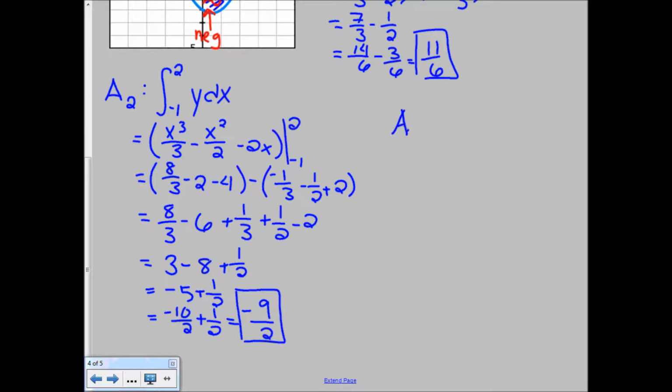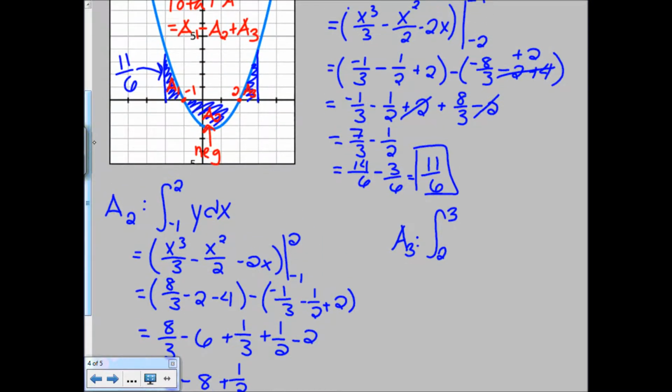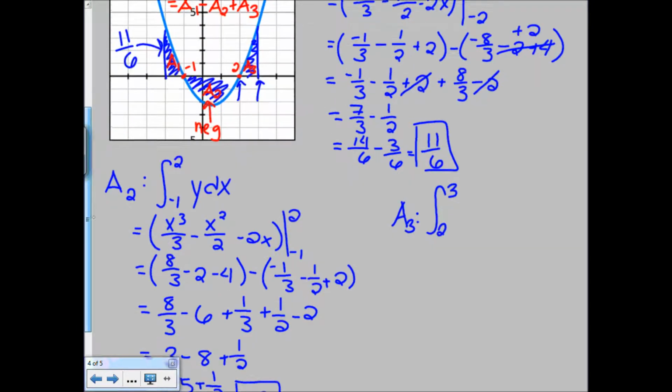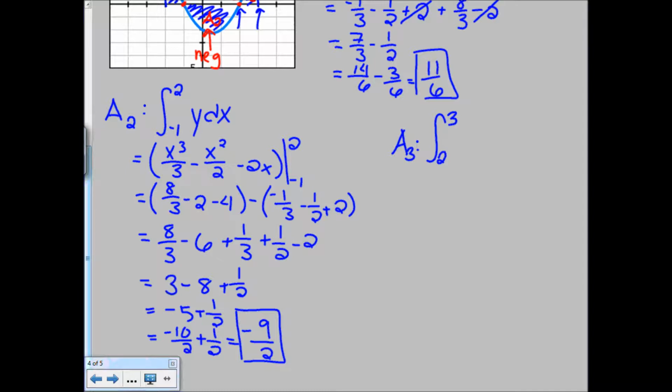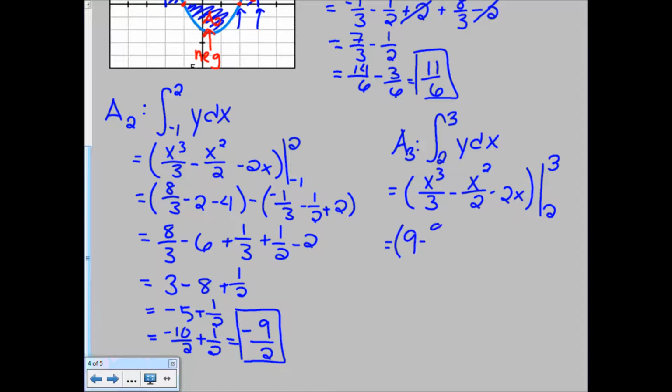So now all we have to do is find A3. And that's just going to be the integral from 2 to 3. If we look back at our graph, you can see that it starts here at 2, ends here at 3. So that's where we get the limits of integration from. So we're going to get the integral from 2 to 3 of our function y dx, which means that we're just going to evaluate the same antiderivative of x cubed over 3 minus x squared over 2 minus 2x, now from 2 to 3. So 3 is on top, so we've got to plug that one in first. So 3 cubed is 27 divided by 3, so we're going to get 9 minus 9/2 minus 6.